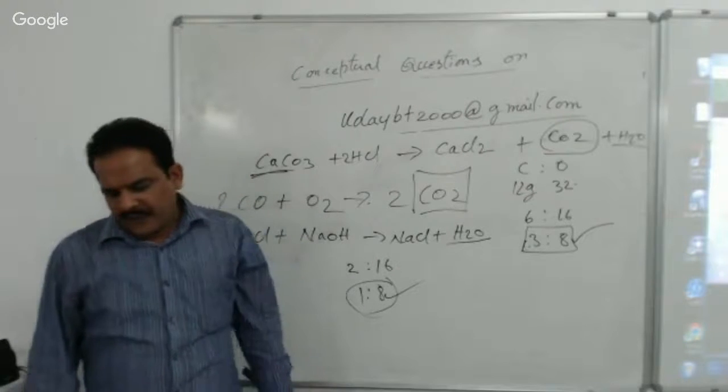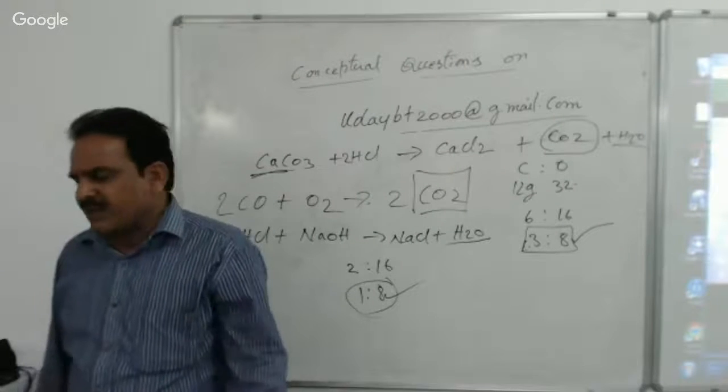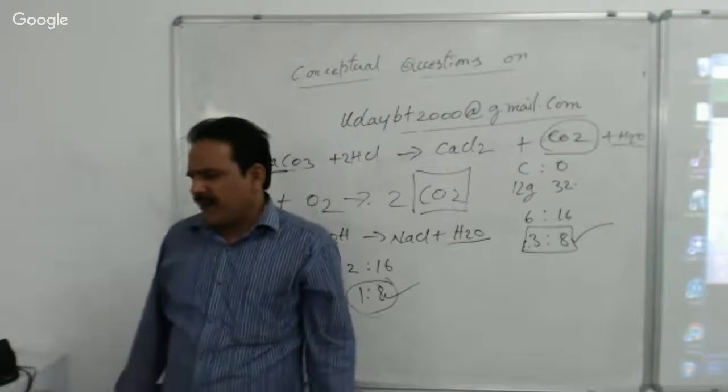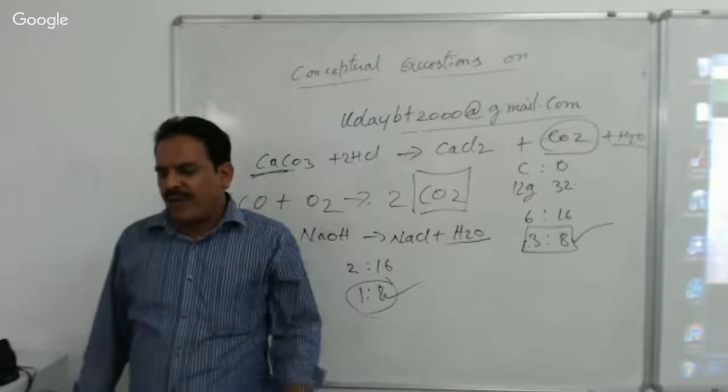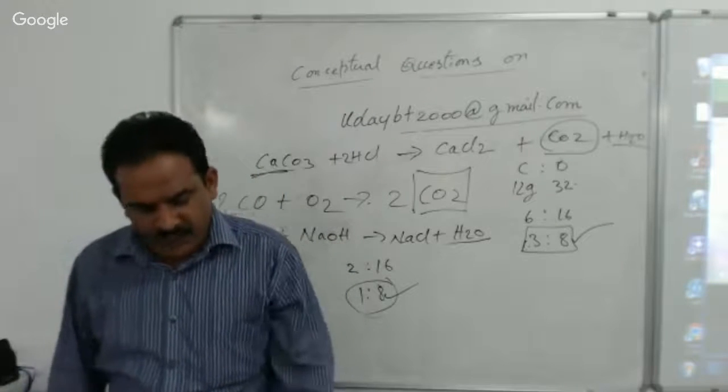Okay? So that is the law of definite proportions. Again, we are talking only in terms of weights. The combining elements will always combine only in a definite ratio. That is the law of definite proportions.